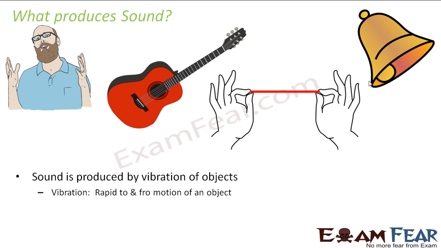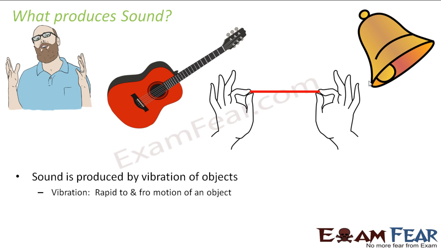Vibration, the term literally means something which is shaking. So vibration is nothing but a rapid to and fro motion of an object. That means an object is swinging between two positions, right, left, right, left, right, left. When that to and fro motion takes place very rapidly, we say that the object is vibrating. So sound is always produced by vibration of objects.